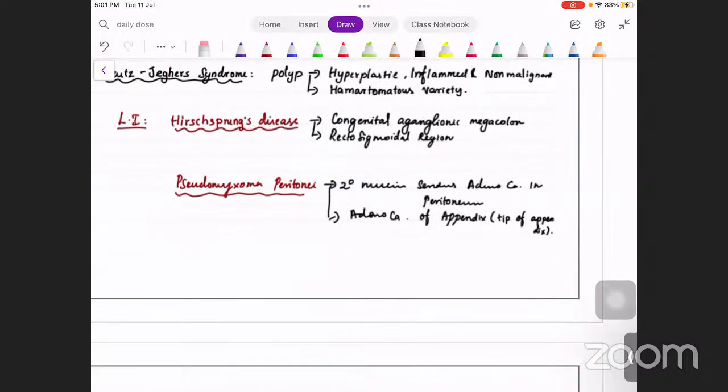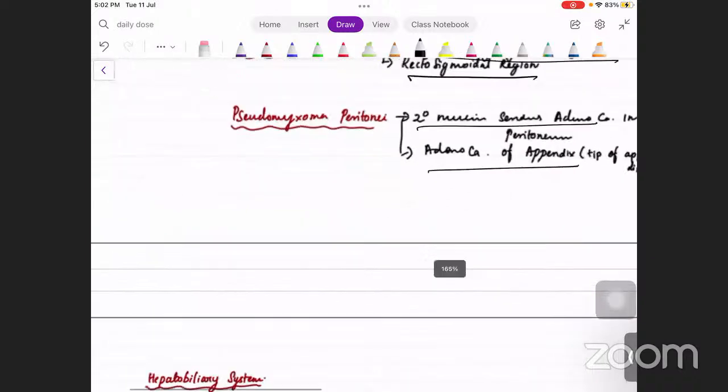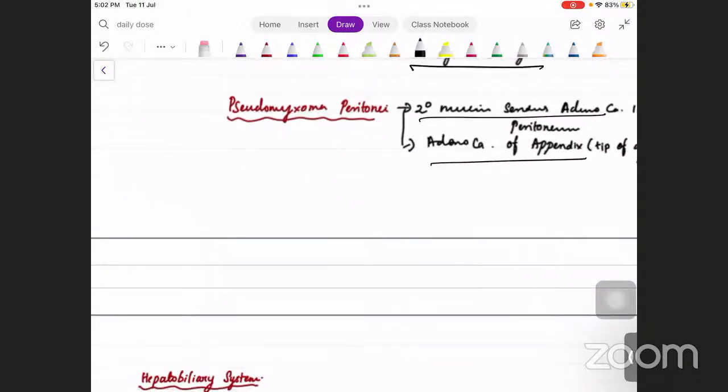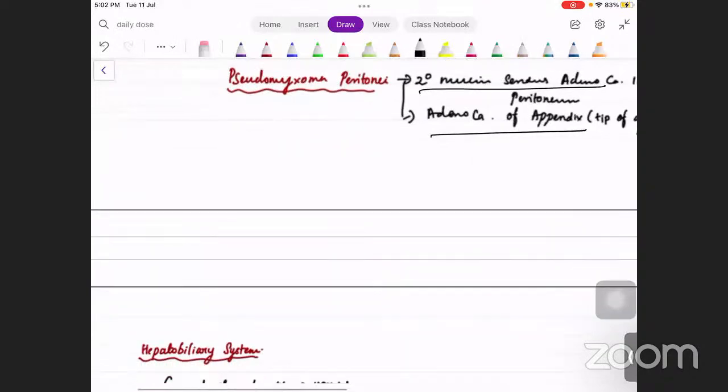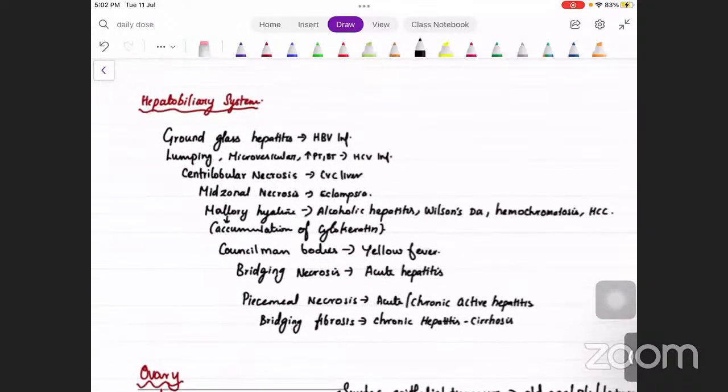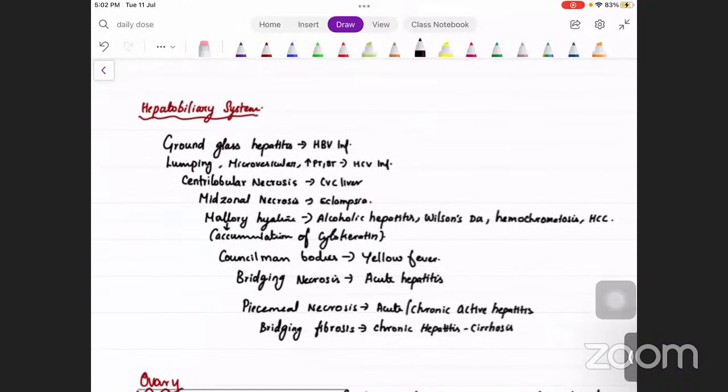In the large intestine, you talk about two diseases. One is Hirschsprung disease, where you see the congenital aganglionic megacolon in the rectosigmoid region. And pseudomembranous peritonitis, secondary to mucinous serous adenocarcinoma. You may also see it as an adenocarcinoma of the appendix, which you may see as a complication as pseudomyxoma peritonei. And in the hepatobiliary system, what are the important appearances you have to know?